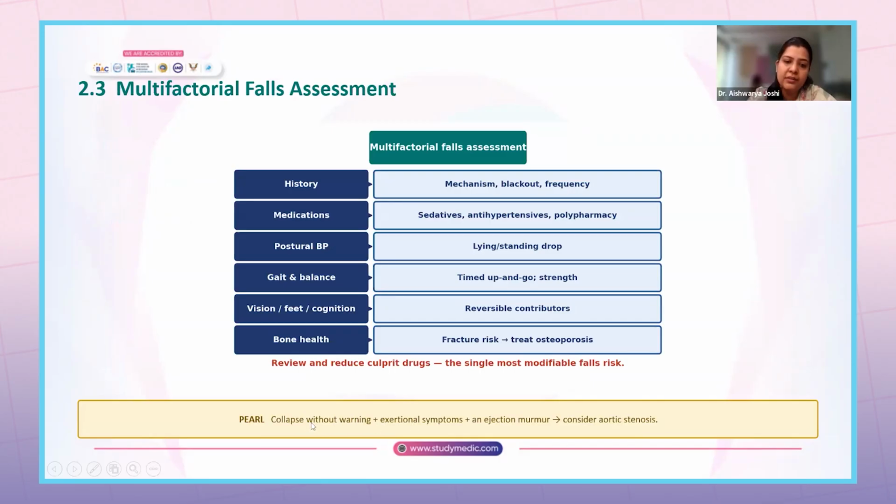Look at this point here. This combines geriatrics with cardiology. So collapse without a warning, with exertional symptoms and ejection murmur, you have to look for aortic stenosis. And aortic stenosis is a degenerative feature. Aortic sclerosis occurs with age, and in the elderly this can happen.